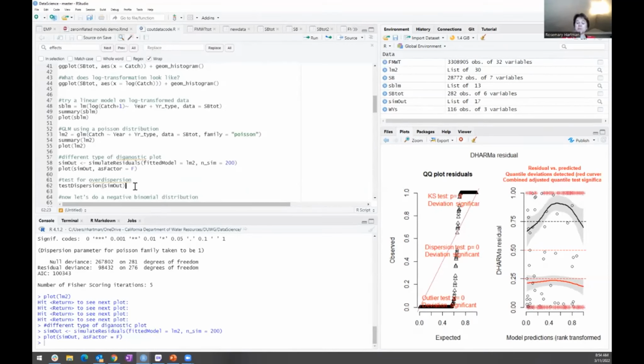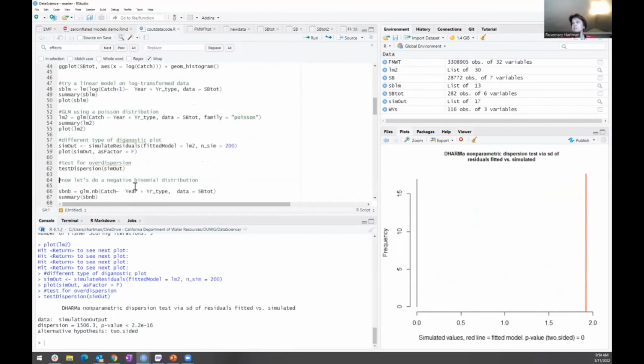So overdispersion, we know it's one of the problems that we could have. So if we do this test for dispersion, we see the p-value is 0. This is our simulated value. These are all of our actual values, overdispersed.